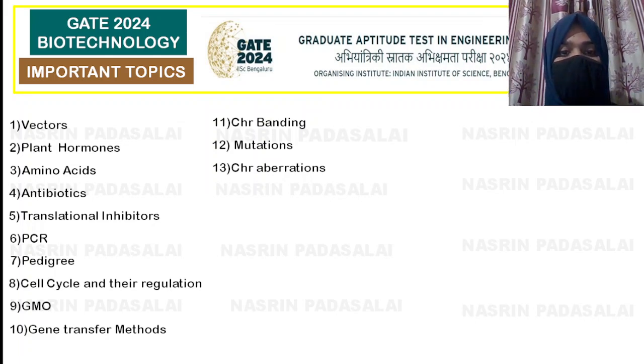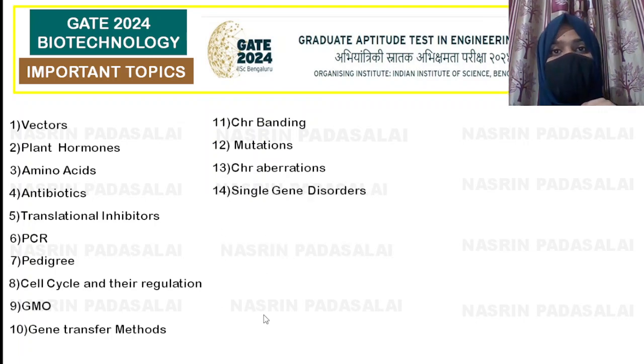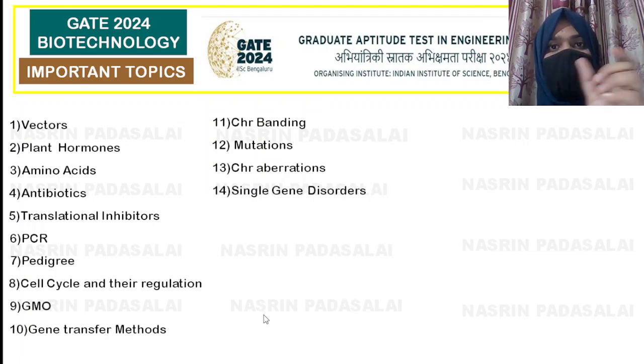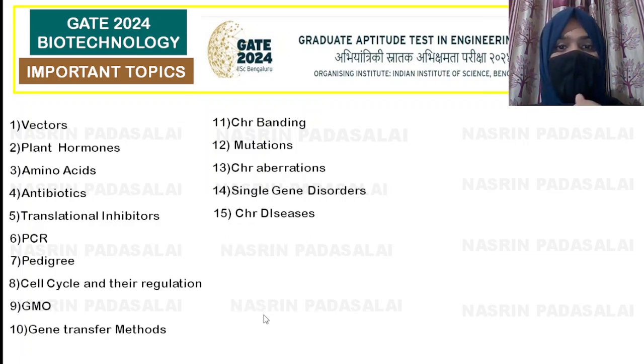Chromosomal aberration is very, very important. Next is single gene genetic disorder. In single gene genetic disorder, you need to study triplet nucleotide disorders. What is the triplet nucleotide that is repeated and whether it is present in the coding region or non-coding region, like Huntington's syndrome. Next are chromosomal disorders like Down syndrome, Edwards syndrome, and some other chromosomal disorders, which are very important.